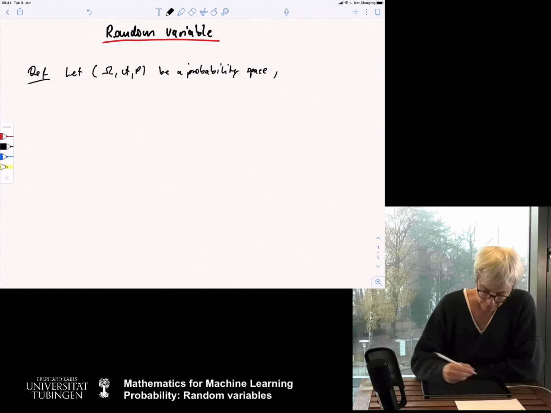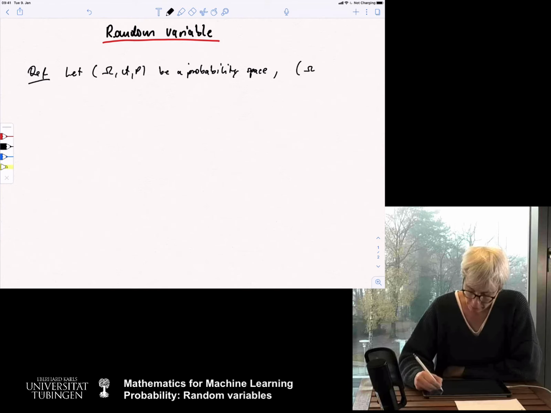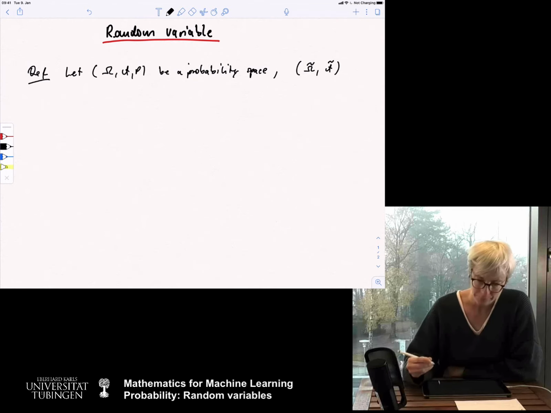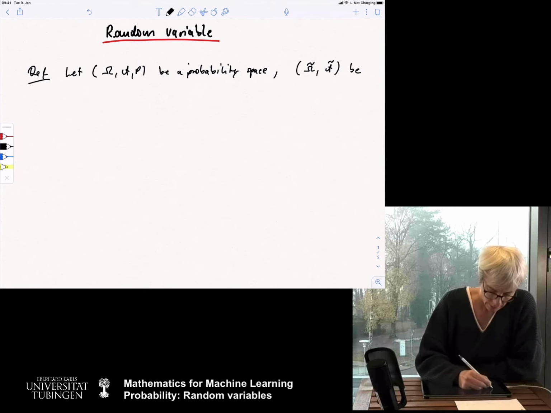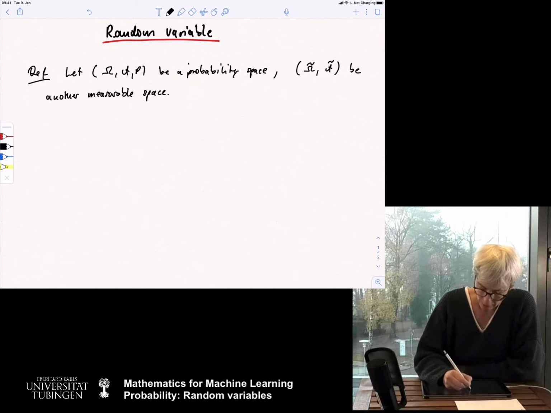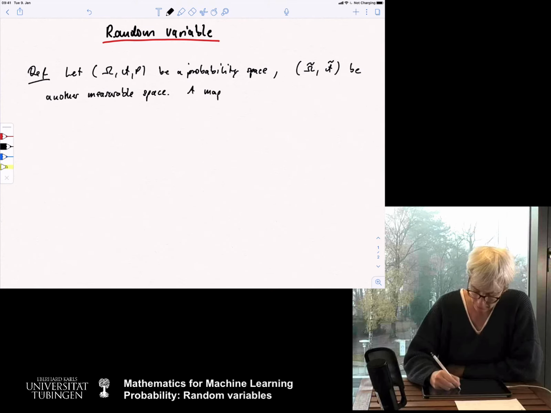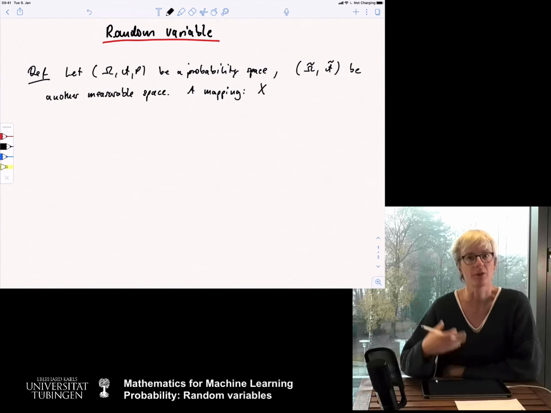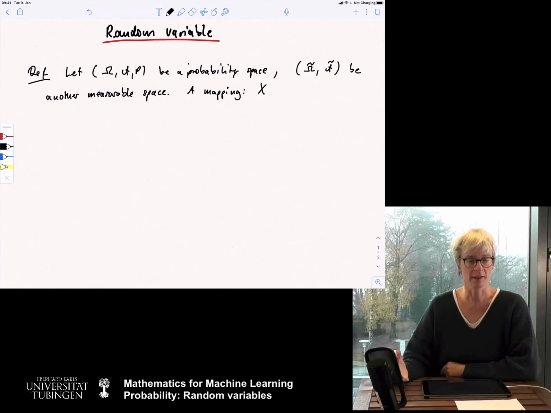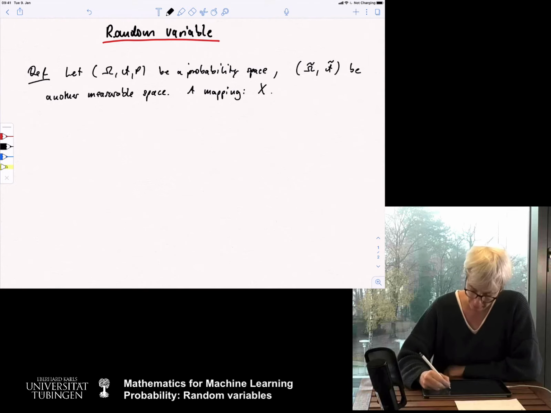So let omega tilde, A tilde be another measurable space. This is going to be the target space. And now we consider a mapping that is often called X. The typical letter for a random variable is X, and random variables are also by default denoted by capital letters. So X is now a mapping that goes from omega to omega tilde.